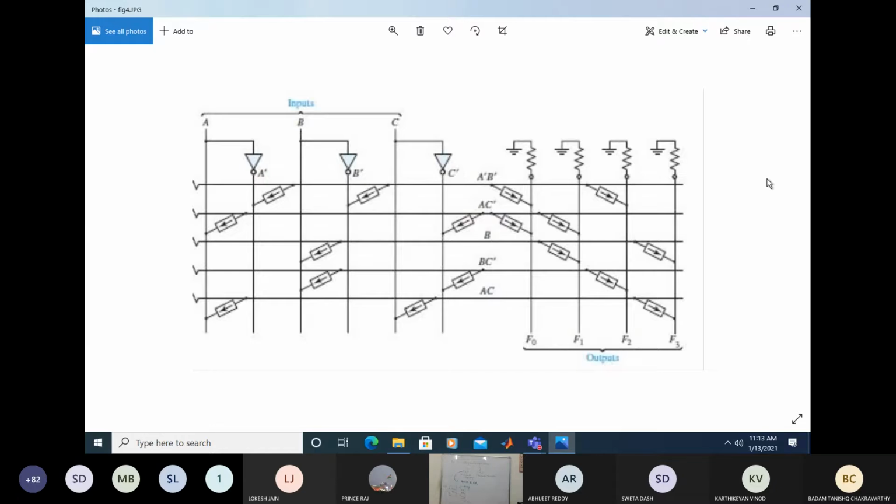And if you closely check inside, A has 2 lines, one in a normal form, another in a complemented form. Similarly, the input B has a straight line and a complemented line. C is also having the same thing. That means the 3 variables are portrayed in a complemented and an uncomplemented manner. Is that correct? Yes, ma'am. Now don't check the other ones. First concentrate here.